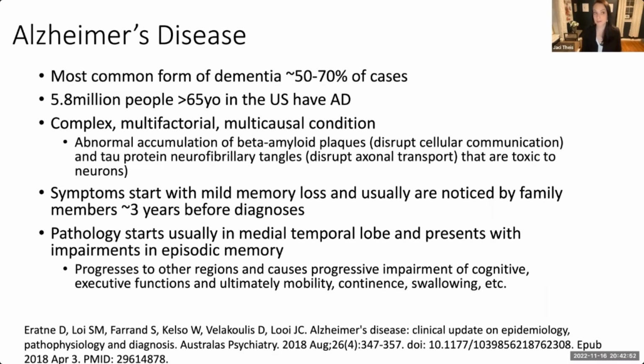And some people aren't even diagnosed with Alzheimer's or Parkinson's or Huntington's, well, not so much Huntington's, but Alzheimer's and Parkinson's. Sometimes they're not even diagnosed with this until postmortem. And that means that they've been suffering with these symptoms for long periods of time.